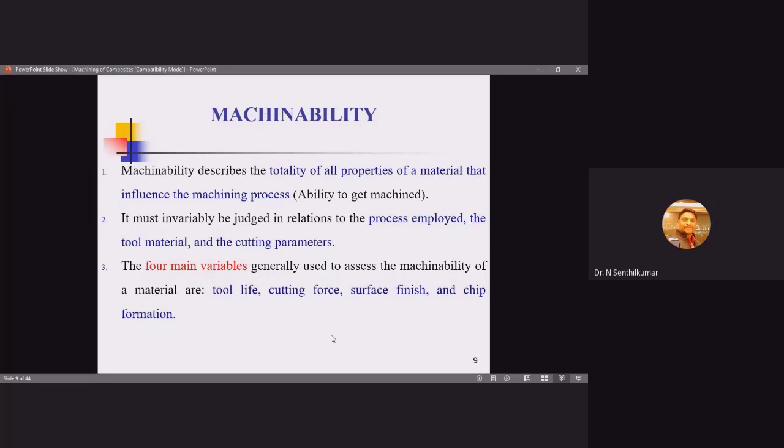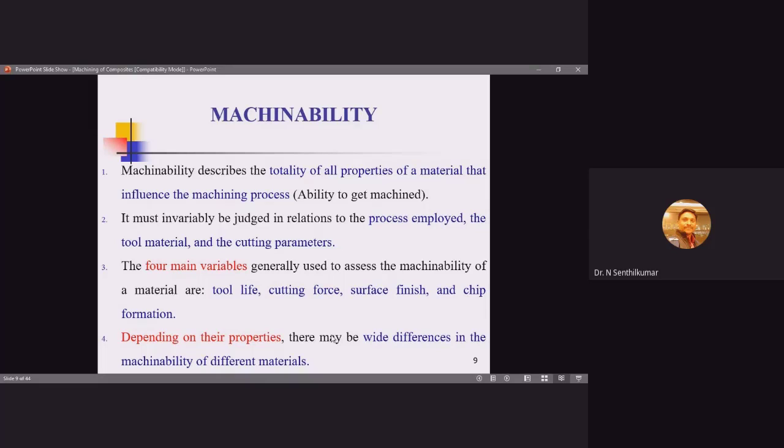Then chip formation, because whenever we use a high speed, built-up chips will be formed. In most cases, you can see only segmented chips. Continuous chips will be available with some ductile materials as the base or matrix material. If I have a ductile material as a matrix material, then continuous chips can be observed.